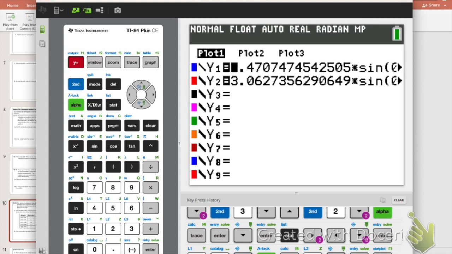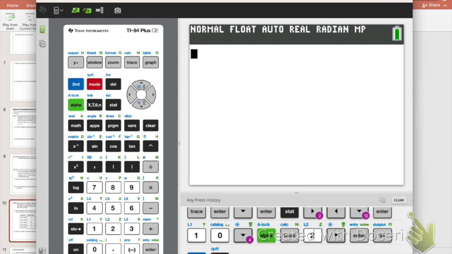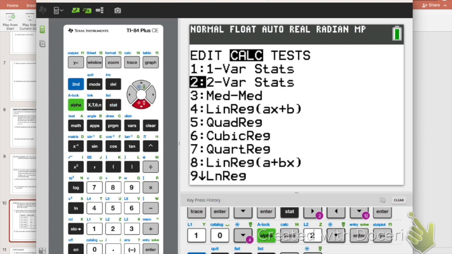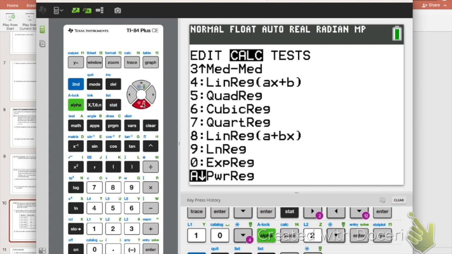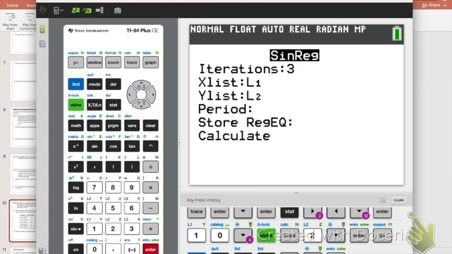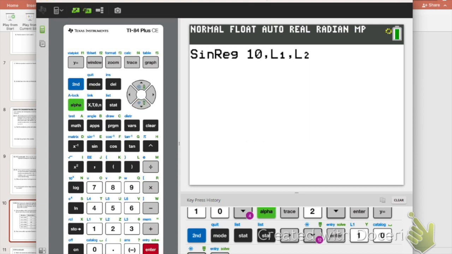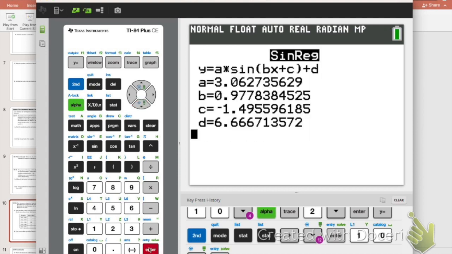Okay, so quit out of this. Let's do this again. Stat, edit. I forgot which number it was. Was it 0? Nope. C. All right, I'm going to do it for 10. I already have that in Y2. Okay, so our function is going to have an amplitude of 3.0627-ish, sine of 0.9778x minus 1.4956 plus, and then there's our midline.